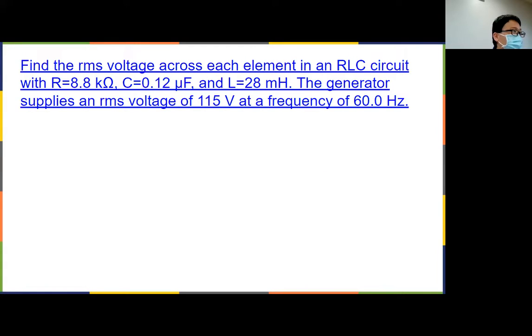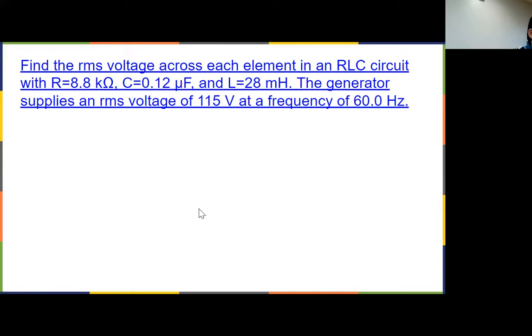This one says: find the root mean square voltage across each element in an RLC circuit with R equal to 8.8 kilo ohm, C equal to 0.12 microfarad, and L equal to 28 millihenry. The generator supplies an RMS voltage of 115 volts at a frequency of 60 hertz. So we are looking for the VRMS across each of the elements in this case.